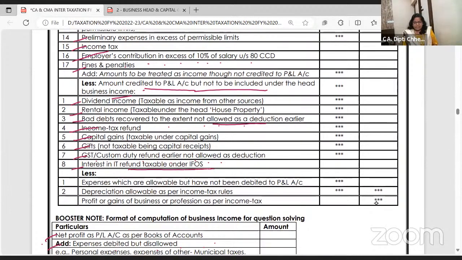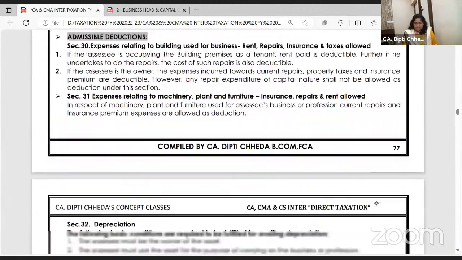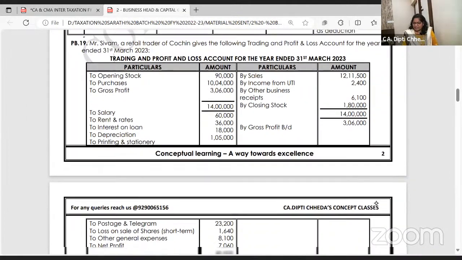Interest on IT refund, take it out from here. It is taxable where? Income from other sources. Okay. Expenses which are allowed but not debited, like scientific research, 35 AD, do less. Depreciation allowable as per income tax rules. Okay? So these are just two formats. Let us quickly begin with add and less problems.